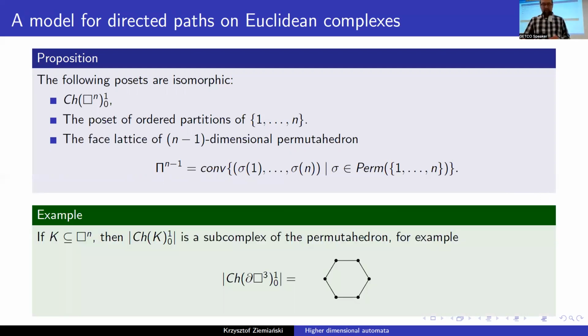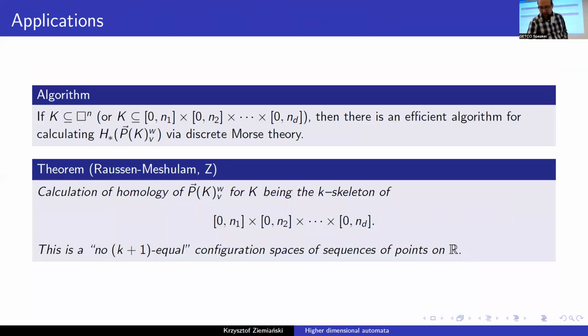And in general, if you have a Euclidean complex, then the space of paths on this Euclidean complex is just a subcomplex of a permutahedron. So you have a nice combinatorial description. And out of this combinatorial description, you can proceed further. You can use, for example, discrete Morse theory, and there is a nice algorithm which allows you to calculate, for example, the homology of the spaces using discrete Morse theory.